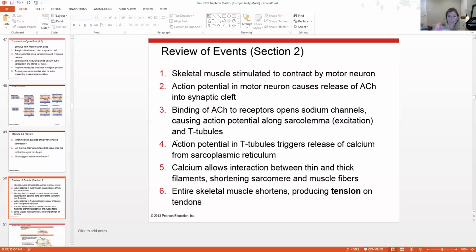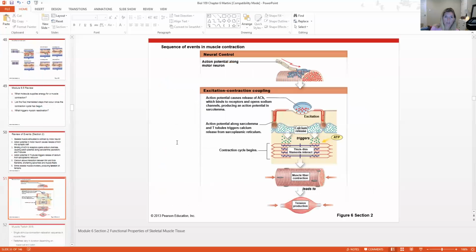Good review. Skeletal muscles are stimulated by a motor neuron. The action potential causes the release of acetylcholine. The acetylcholine binds to receptors, opening the sodium channels. That's going to cause an action potential down the sarcolemma and down the T-tubules. The T-tubules will then cause the release of calcium from the SR. The calcium will now allow for the thick and thin filaments to interact. And now the entire skeletal muscle can shorten, producing tension on the tendons, moving the bones, etc.